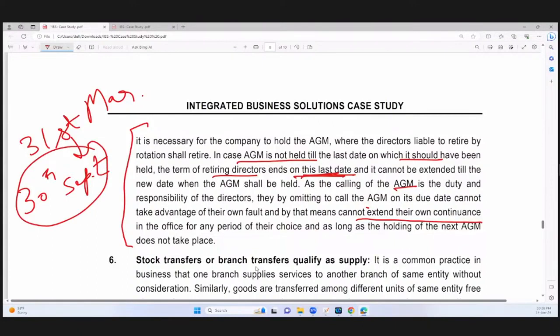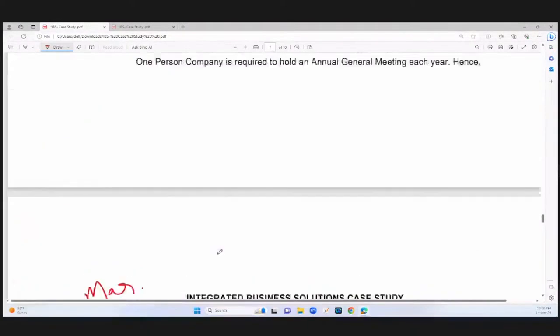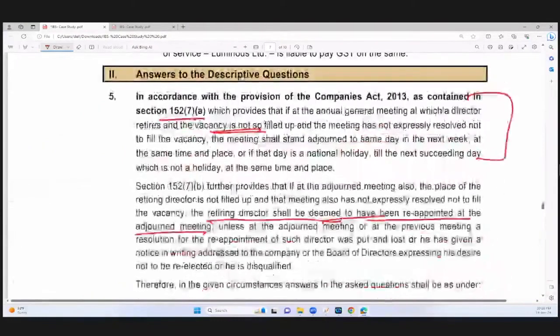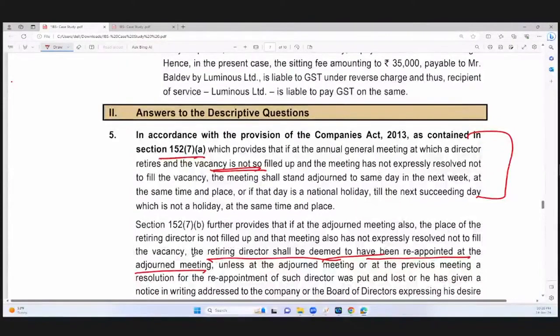will continue. Okay, because it is the duty of the directors, it is the duty of the company to conduct the AGM, and if the AGM is not held, then the retiring auditors will vacate their office and some other auditors will be appointed in their place. So this is the overall provision relating to section 152(7) and 152(6). This is covered under chapter 1 of your Set A self-paced module, appointment and qualification of directors.